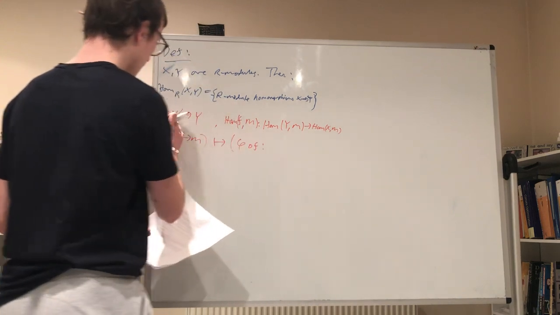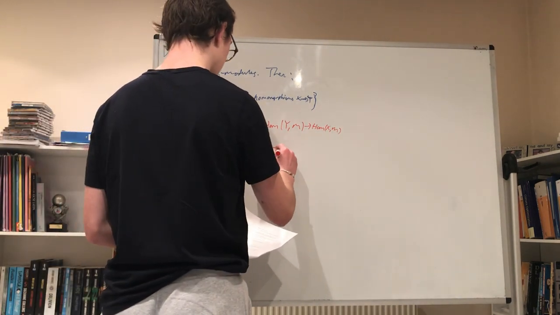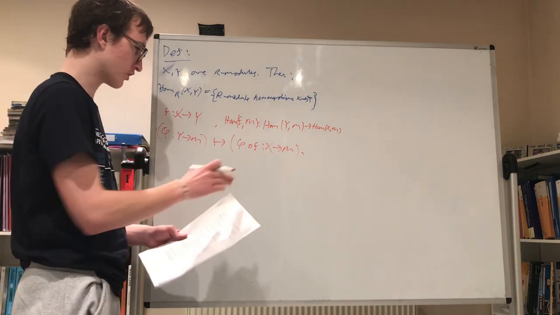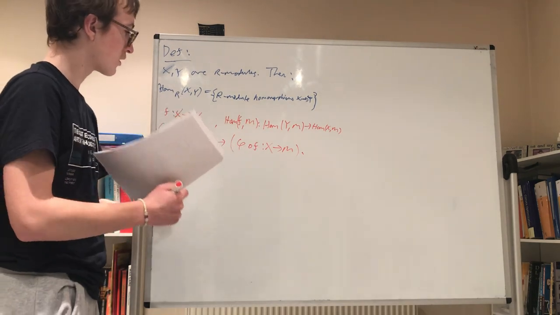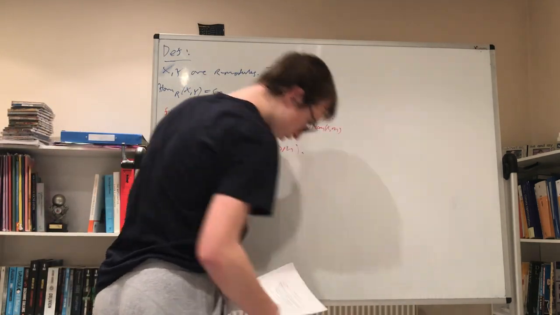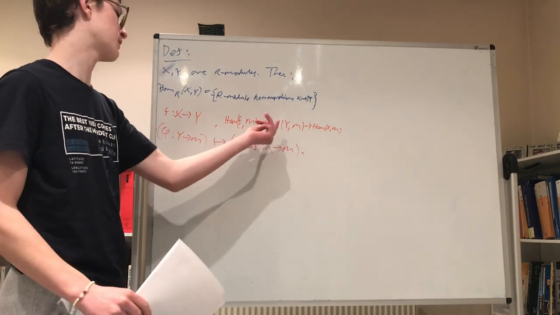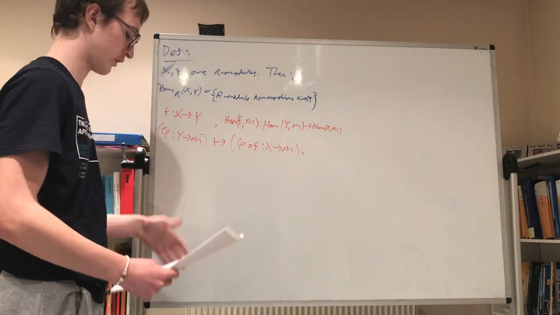It should be phi composed with f. Yes, because f goes from X to Y, and then we go from Y to M, so overall we get a map from X to M. I have that written incorrectly in my notes, it should be precomposition, phi composed with f. Okay, so this is a functor, and it's a contravariant functor, but if we put the M first, it'll be covariant, so that also exists.